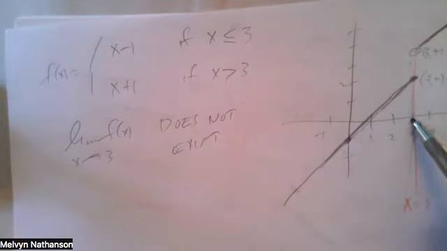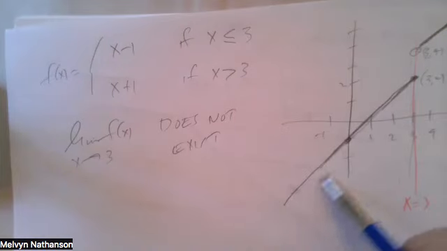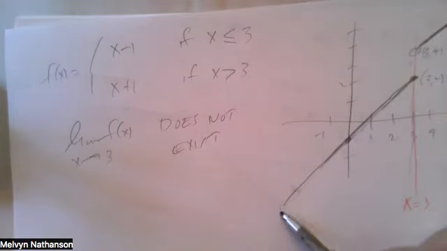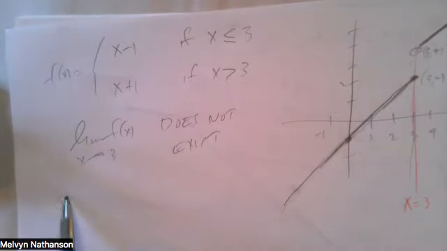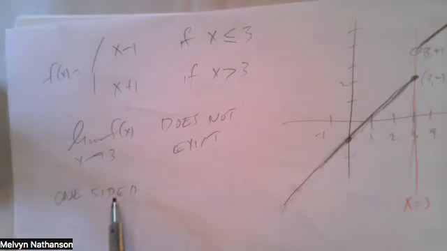Because there's not a single number that the function is close to when you're near 3. On the other hand, if you only consider numbers less than 3, this function does have a limit. And if you only consider numbers greater than 3, the function also has a limit, but they're different. So these are what are called one-sided limits instead of two-sided limits.